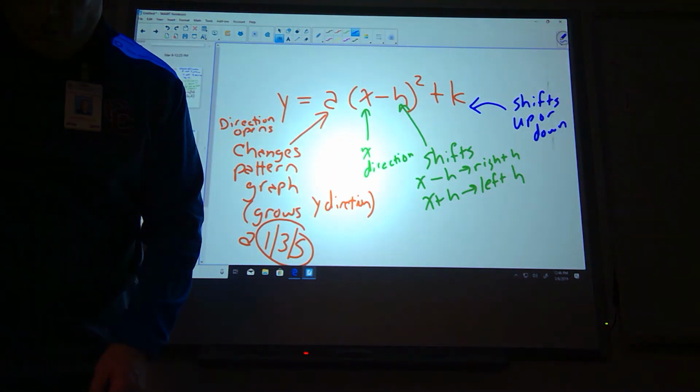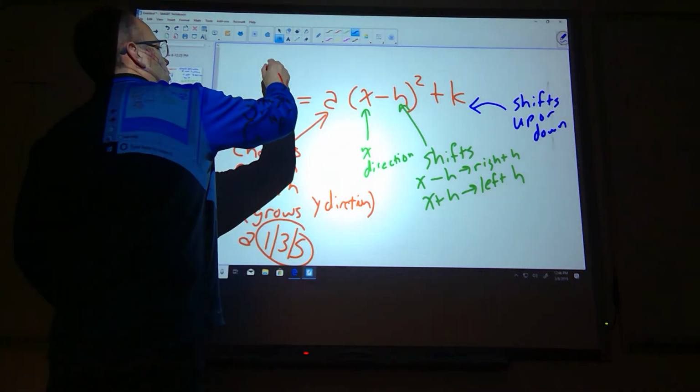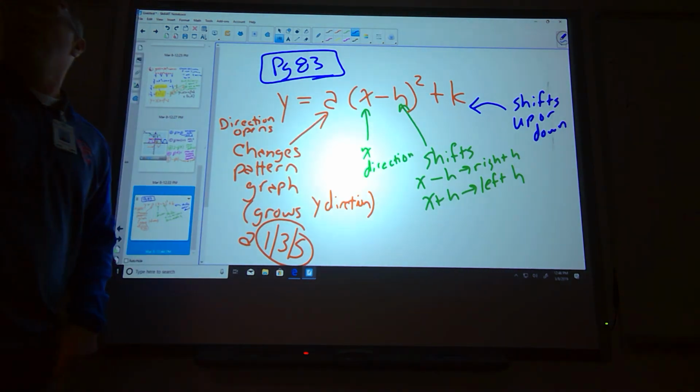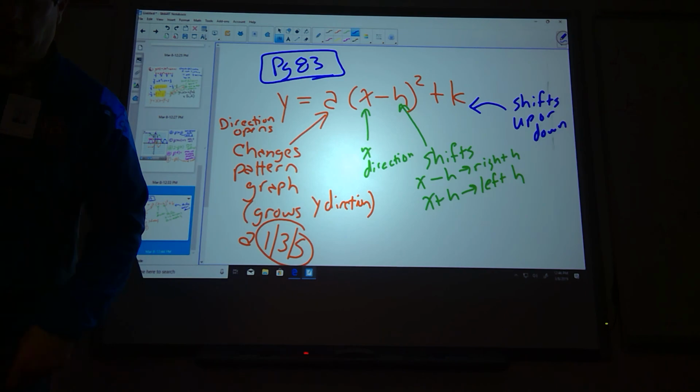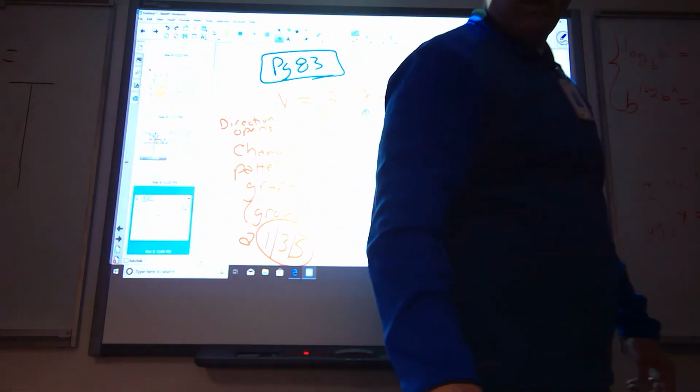So your homework for this weekend. What do you say we just do a start and have you do just page 83? Yes, there are more pages to it, but if you do just page 83, I think you're going to get an okay start on this stuff, okay?